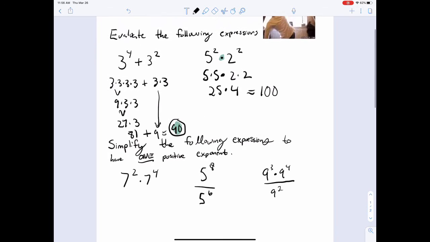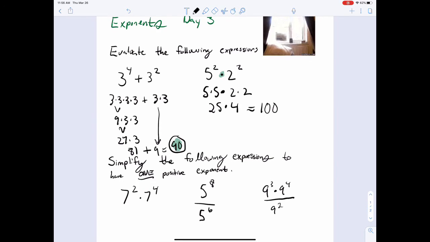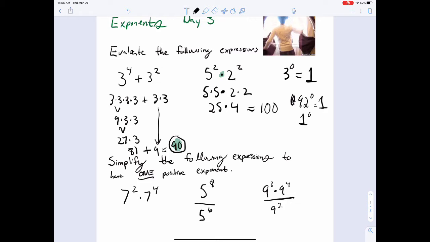All right. So now we're going to simplify the following. Actually, no. Here's one new thing you have to learn today. Very simple. If you have something like 3 to the 0 power, anything to the 0 power just equals 1. That's all you got to know. So even if you did like 92 to the 0 power, that just equals 1. 1 to the 0 power, that just equals 1. Anything to the 0 power equals 1. So just keep that in mind.